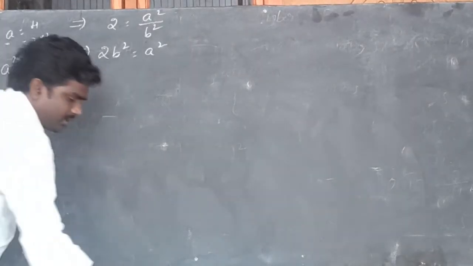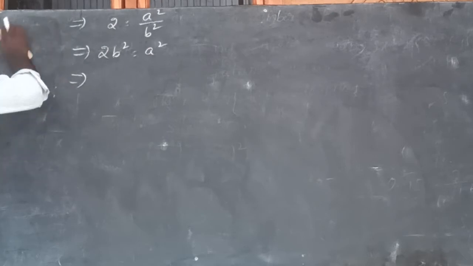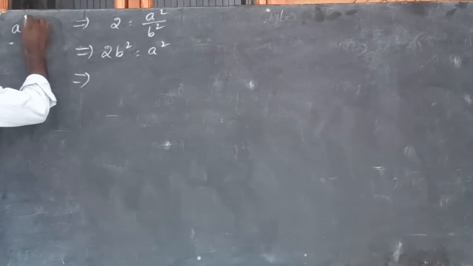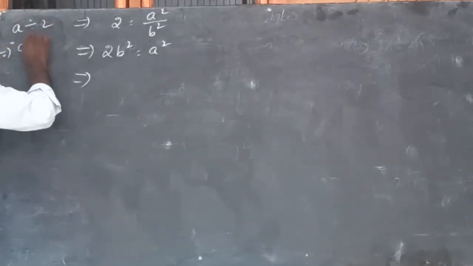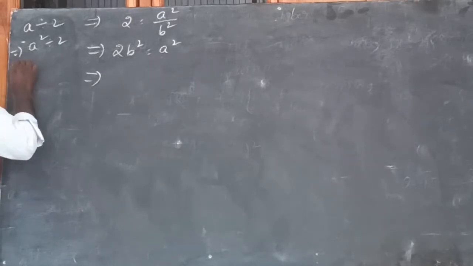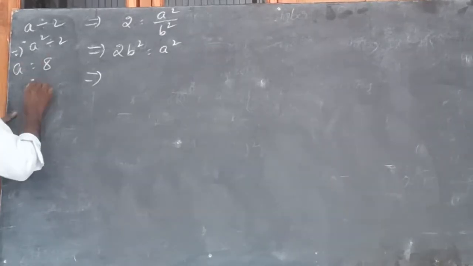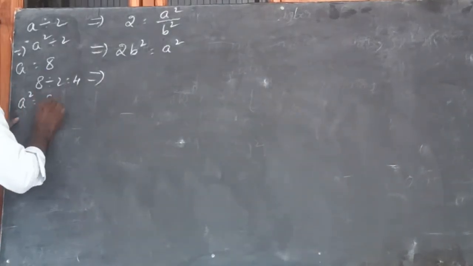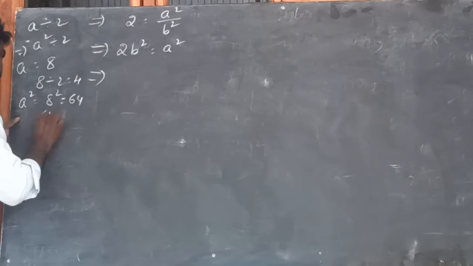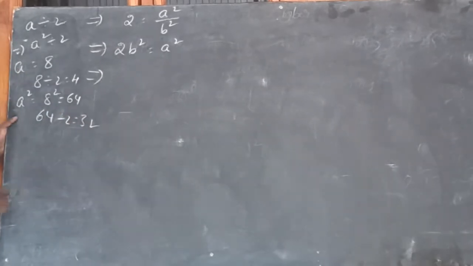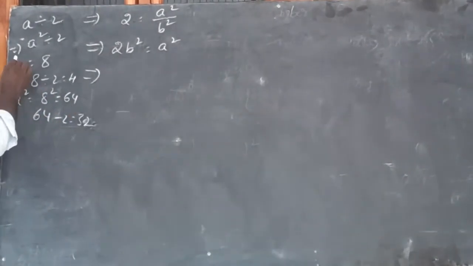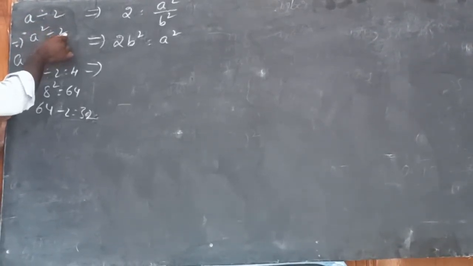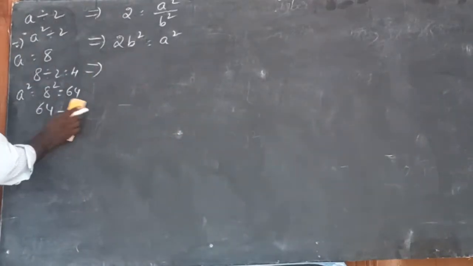Okay, now next, divisibility. Divisibility is also the same. If a is divisible by 2, then a square is also divisible by 2. For suppose a is equal to 8. So that means 8 divided by 2, how much do you get? 4. Then a square means 8 square, that is equal to how much? 64. Is 64 divisible by 2? Yes. That is how much? 32. Okay. If a is divisible by 2, then a square is also divisible by 2. So here divisible is nothing but multiple.